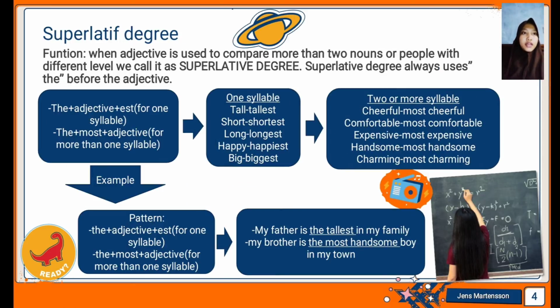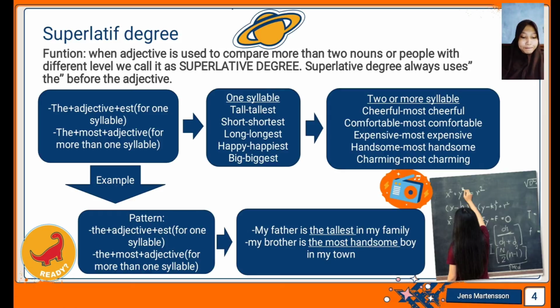Next is superlative degree. The function of superlative degree is when an adjective is used to compare more than two nouns or people with different levels. We call it superlative degree. Superlative degree always uses the before the adjective. The pattern is the plus adjective plus est for one syllable, and the plus most plus adjective for more than one syllable.